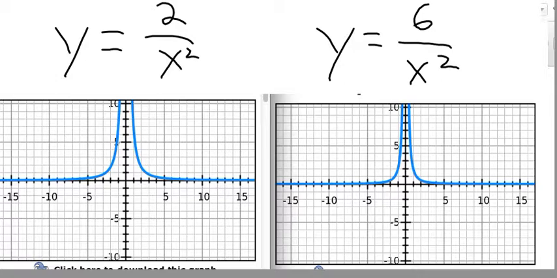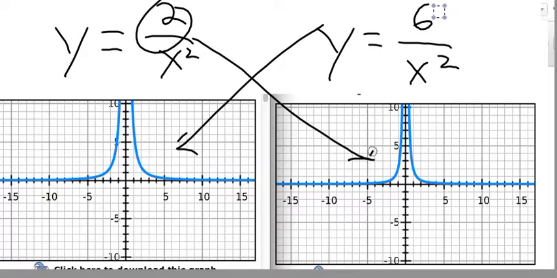All right. Hopefully, when you unpause the video, you said, hey, look, bigger numerator, more spread out graph. So this is a switch. This one's kind of got a little more space to it. It increases, or it's less steep. Smaller numerator, tighter the graph.